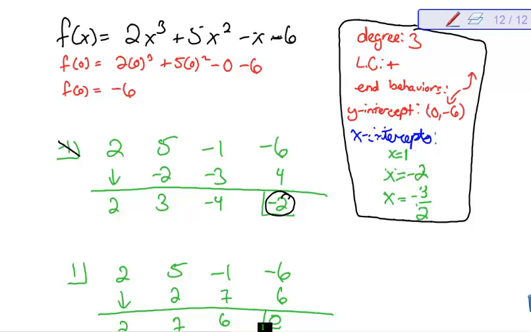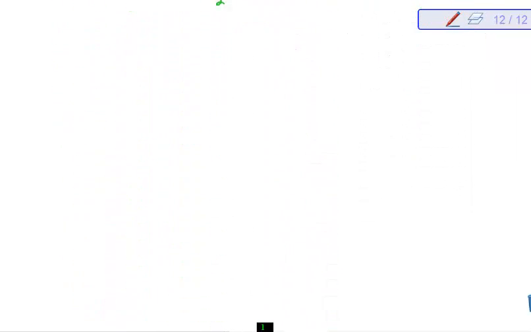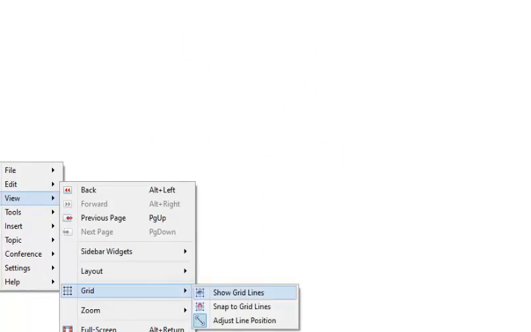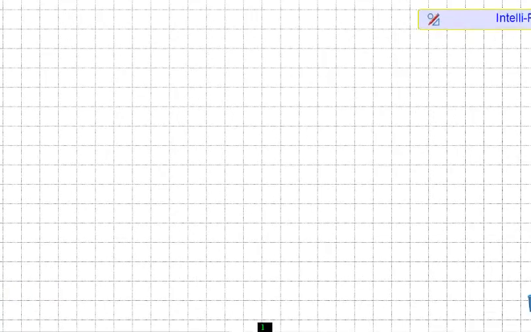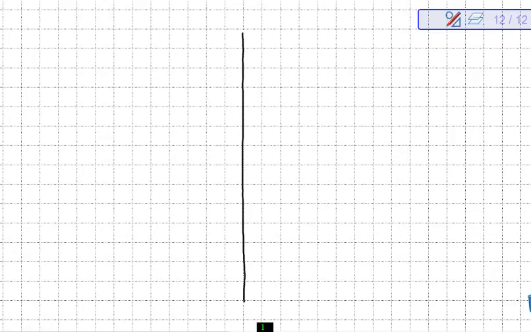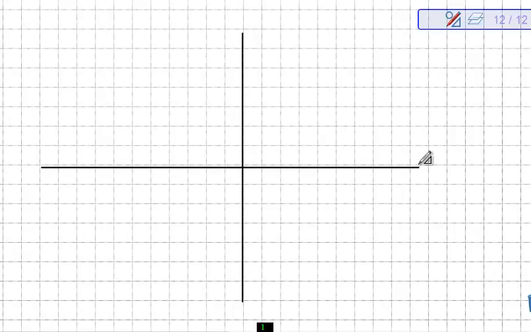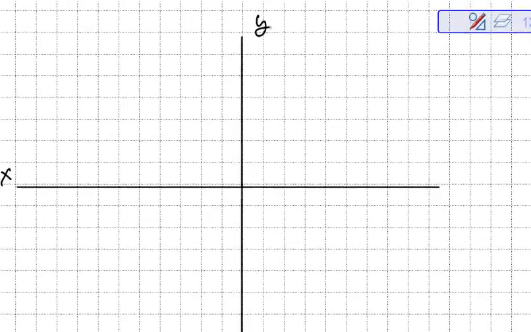Notice all of my zeros had a multiplicity of 1, none of them repeated, so all of them are going to go through. So let's draw, and again I'm going to do my grid lines so that it'll be easier for us to see. Okay, so let's put our x and our y there. Here's my x, here's my y.